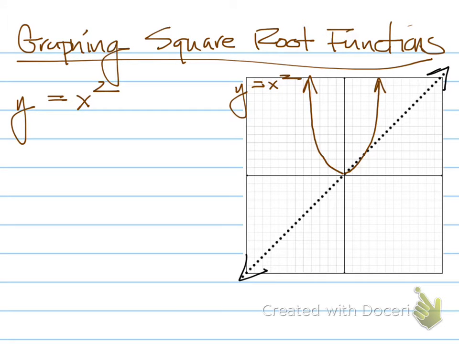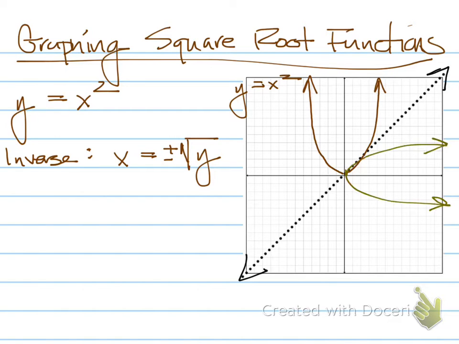All right, in this lesson we're going to be looking at the graphs of square root functions and how they are transformed. We get the graph of a square root function from the inverse of a quadratic function. If we try to find the inverse of y equals x squared, we interchange the x and y, and we get x equals plus and minus the square root of y, and that is what the graph of the inverse of x squared would look like.